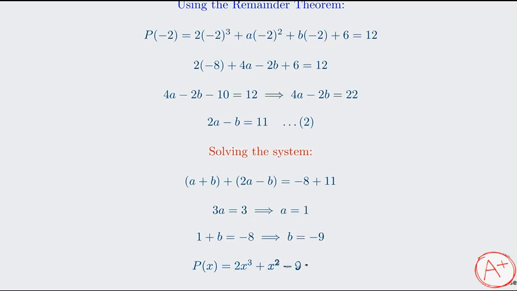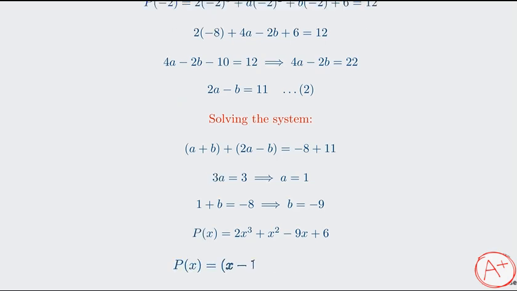Finally, factorize the polynomial. Substituting our values for a and b, p of x is 2x cubed plus x squared minus 9x plus 6. Since x minus 1 is a factor, we can divide to find the quadratic factor. Dividing the polynomial gives the quadratic 2x squared plus 3x minus 6. This quadratic does not factorize easily with integers, so we leave the final expression in this form.